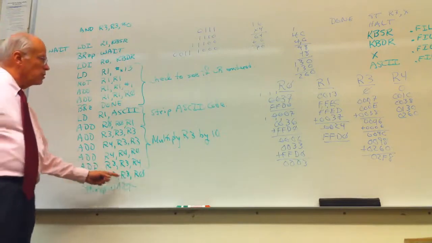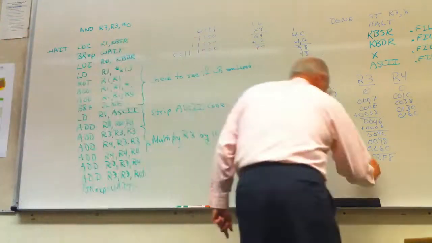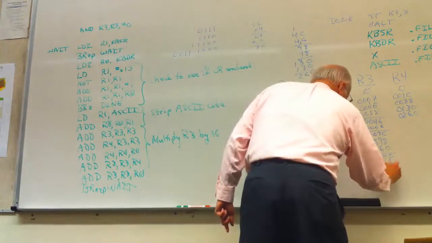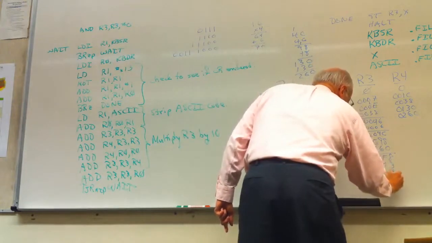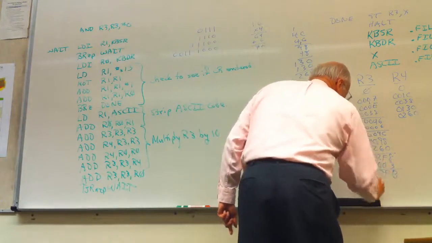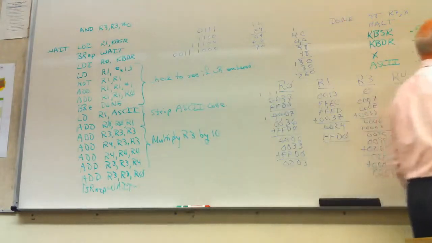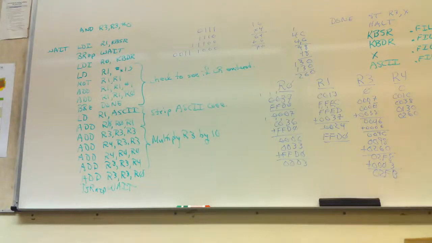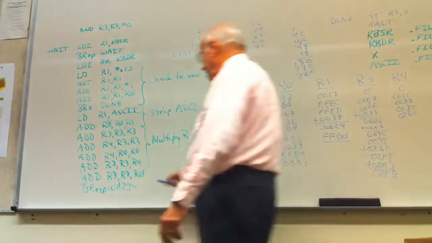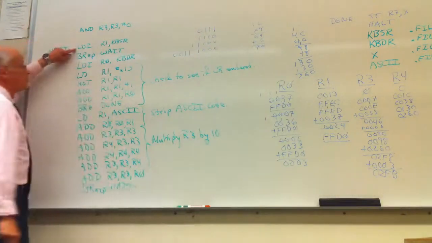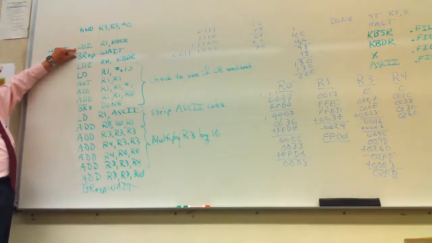Now I add what's in register 0 onto that. 8 and 3 is 11, that's a B. I give 02FB. I'm right where I need to be. Now we would do our unconditional branch back to here.